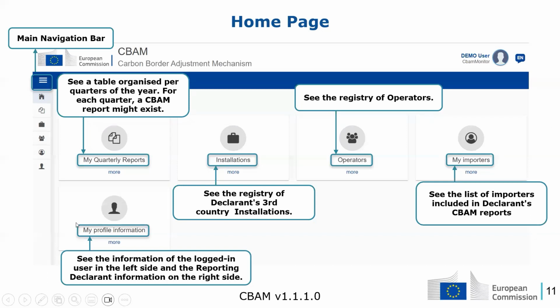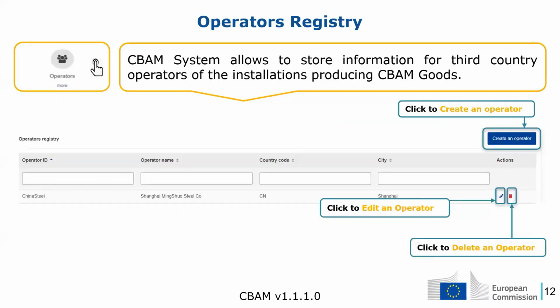Here we can see the profile information of the user logged in. On the left side is the information of the user logged in, and on the right-hand side, we can see the reporting declarant information. There is also the information page now that is available. Let's move forward.